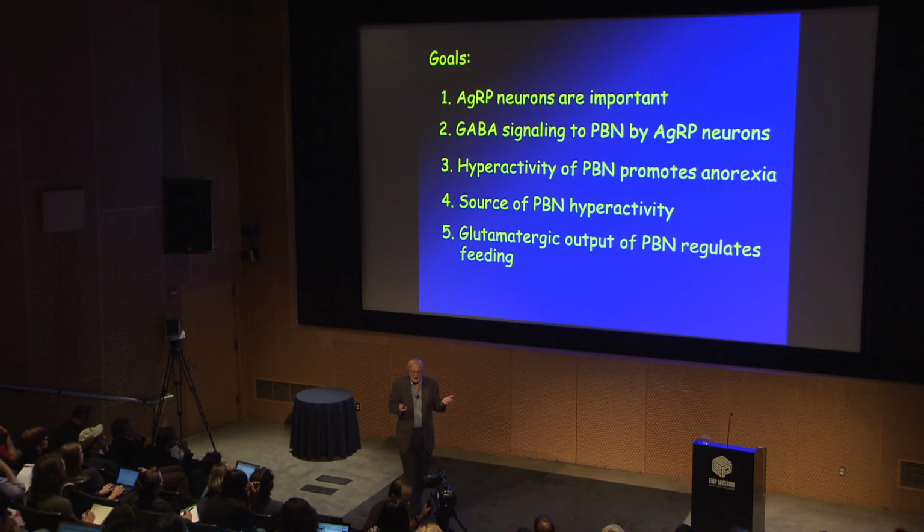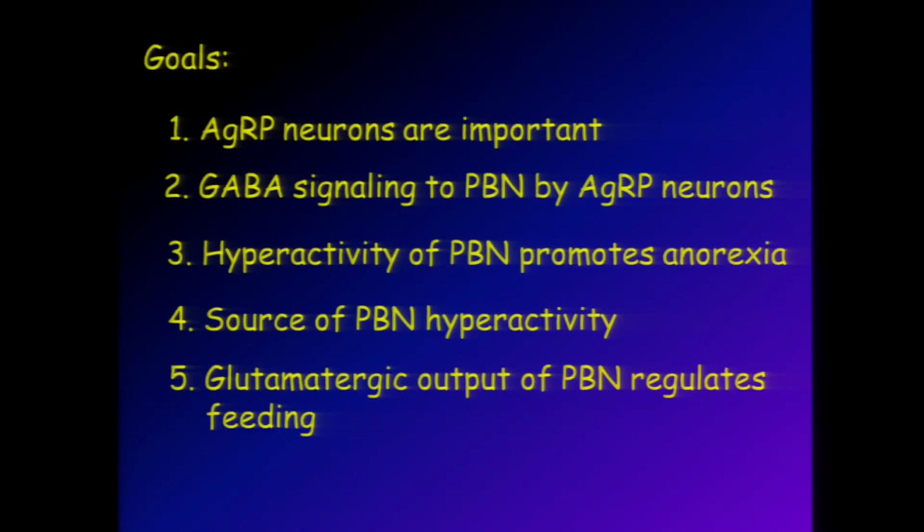So the goals of the talk then are to tell you that AgRP neurons are important, that they signal via GABA, they lead to hyperactivity in the parabrachial nucleus, and we're going to map the source of the parabrachial hyperactivity. I'm going to tell you that the output of the parabrachial neurons is in fact glutamate, and the critical question is, where does it go?